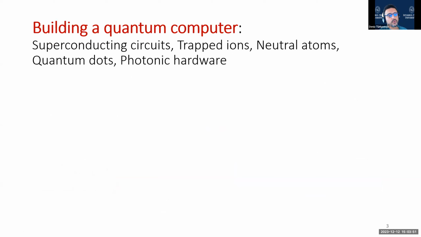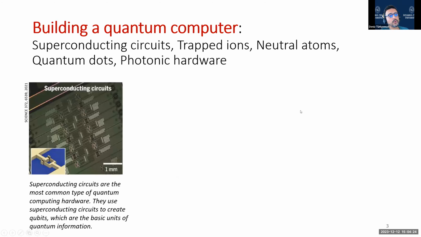Before starting the mathematics of quantum computation, first let's review some physical platforms of quantum computers. Today, some countries or companies are trying to build a quantum computer. These quantum computers are based on physical platforms, which are known as superconducting circuits, trapped ions, neutral atoms, quantum dots, photonic hardware, and so on. First of all, the most popular quantum computing platform is based on superconducting circuits. They are the most common type of computing hardware, and they use superconducting circuits to create qubits, which are the basic units of quantum information. We know them as transmon qubits, different types of superconducting qubits, and we have more, in fact.